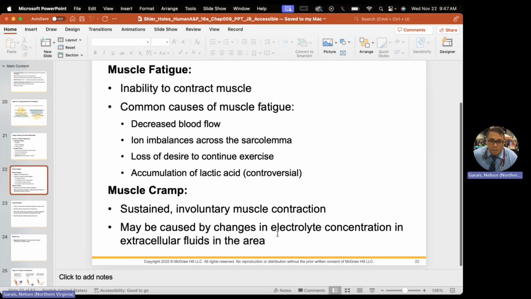Now, remember what sparks all of this contraction are electrolytes. Remember, calcium and the balance of it. So when you get a Charlie horse or a muscle cramp, you're most likely dehydrated. And if you're dehydrated, you're also inducing an electrolyte imbalance. And that's how you get Charlie horses.